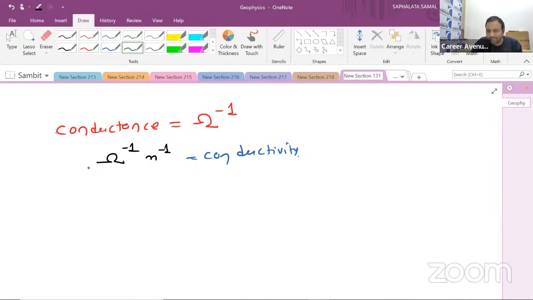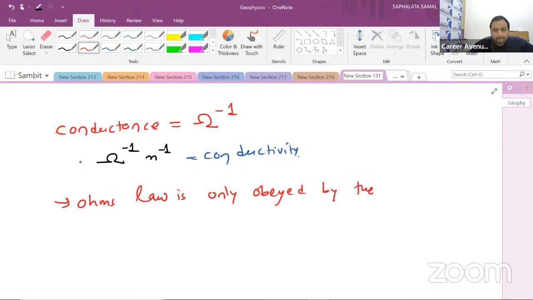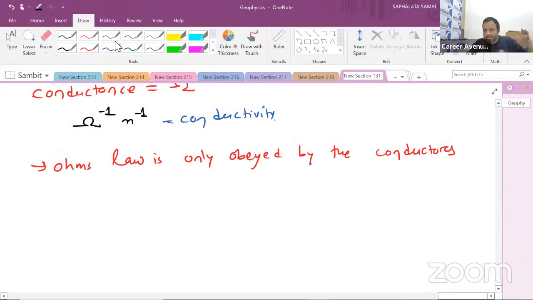This ohmic conduction happens in a true conductor. So whatever ionic or metallic particles are inside the rocks, when the current passes through these metallic particles, they will obey Ohm's law. Ohm's law is only obeyed by the conductor. For example, gold, silver, iron, they will obey Ohm's law.